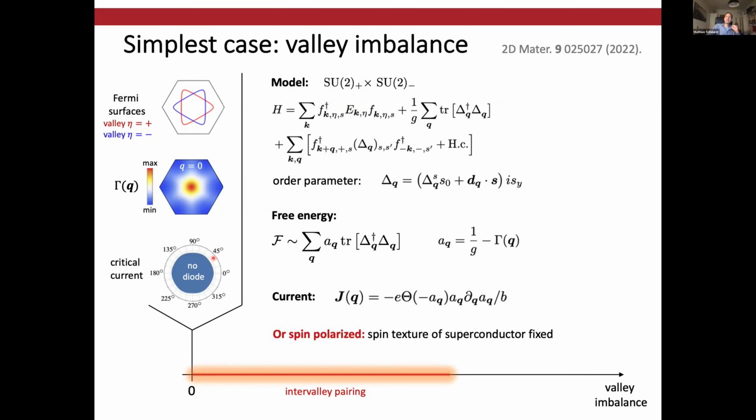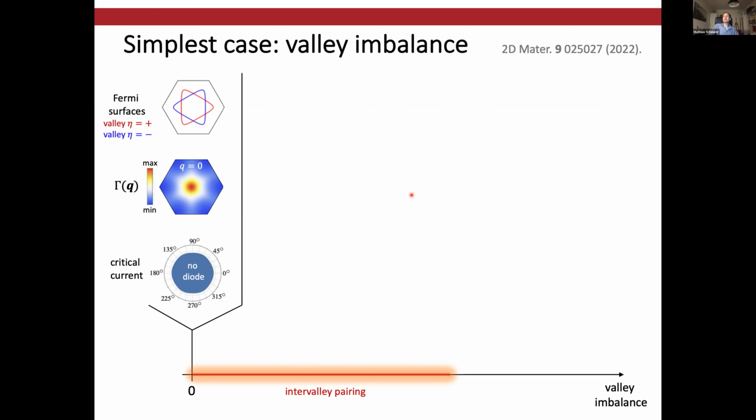Before coming to the diode effect, let me mention that I said earlier that superconductivity might on top of this coexist with spin polarization of some form. The results I'm going to show next are qualitatively also valid there. You just have to modify this theory to an effective spinless theory. Okay, so finally, we approach the diode effect.